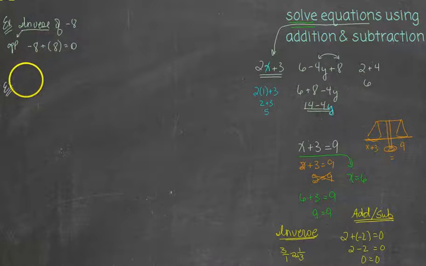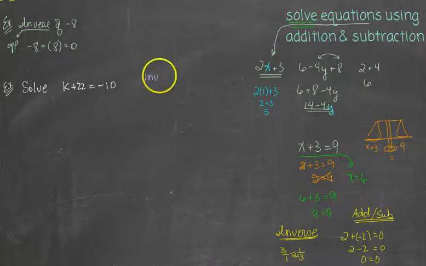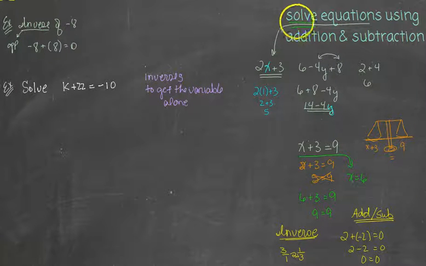So we want to solve the equation, or solve for the variable, when we have k plus 22 equals negative 10. Okay, we're going to do two things. Let's make a little checklist. One, we're going to use the inverse to make everything on the same side with k disappear. We're going to use inverses to get the variable alone. Because really, solving just means to get the variable alone.